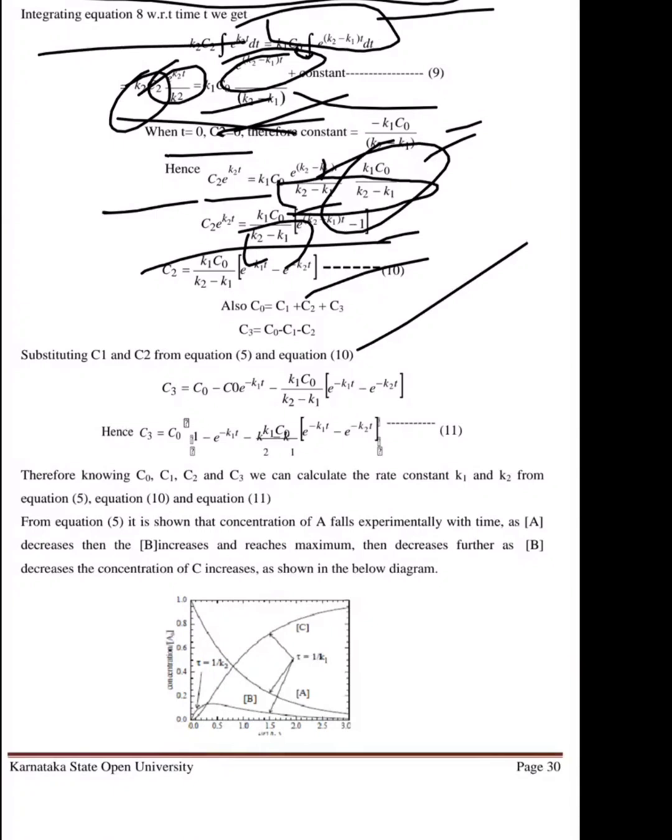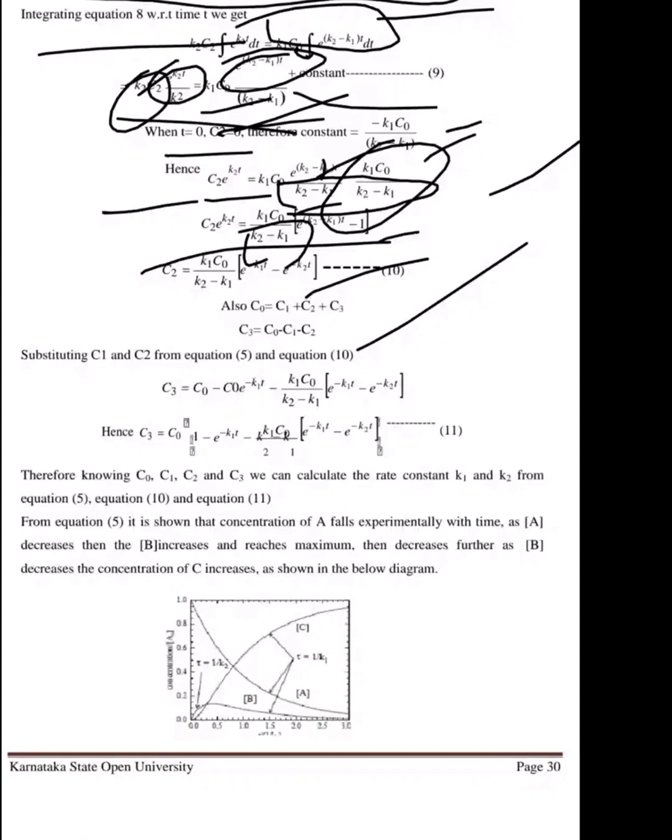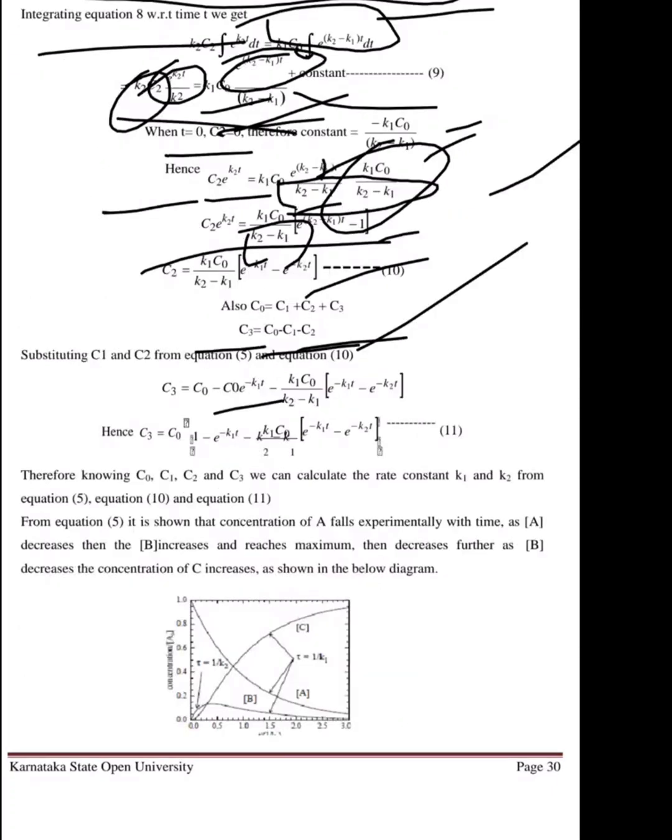Now we are going to find the concentration of the product C. We have A to B and B to C, and we are going to find the rate of reaction for the product C. For C3, it can be written as C naught minus C1 minus C2, where C1 is C naught e to the power of minus K1 t.